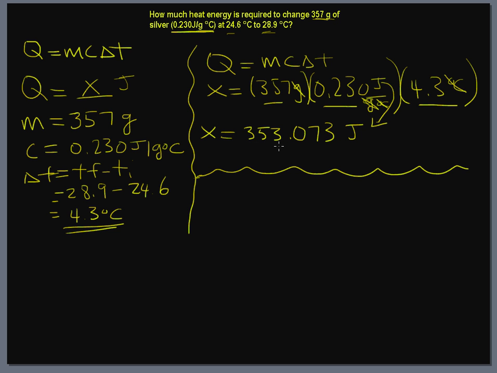And we look, there's 1, 2, 3, so we know we're going to look to this place, and we look, that's a 0, so that would indicate to us that our final answer, using the proper number of significant figures, is 353 joules. So, to answer the question, you would say it takes 353 joules of heat energy to increase a piece of silver, 357 grams, from 24.6 degrees Celsius up to 28.9 degrees Celsius.